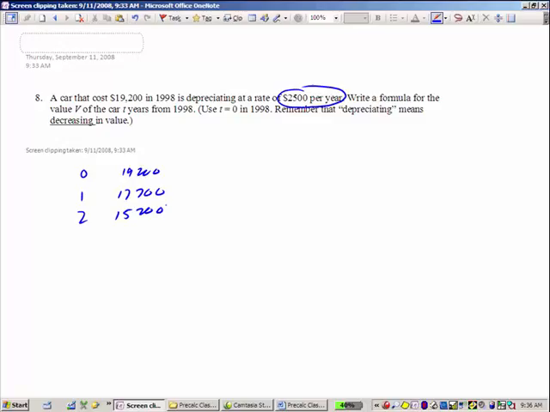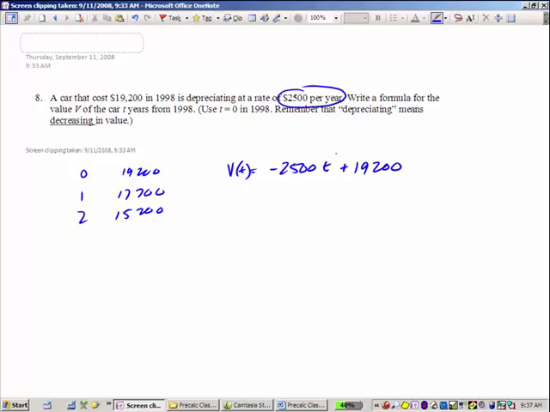All right, Monty, thought or idea? V equals 19,200 minus 2,500 T. All right. I left a little space there, right? So V of t, the value is a function of time. Time is the input. And I took the 19,200 and put it at the front, and then Monty's saying minus 2,500 t. So when t is 1, we're going to subtract 2,500. When t is 2, we're going to subtract 5,000. We're going to subtract 2 years' worth of that money, right?